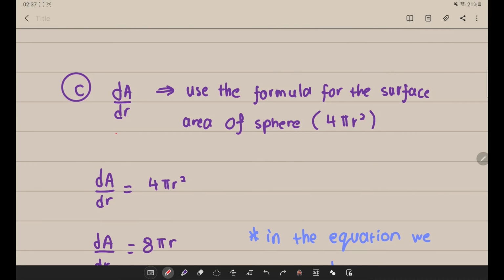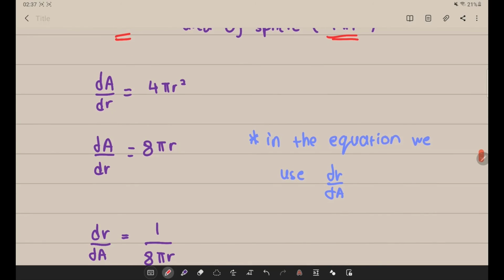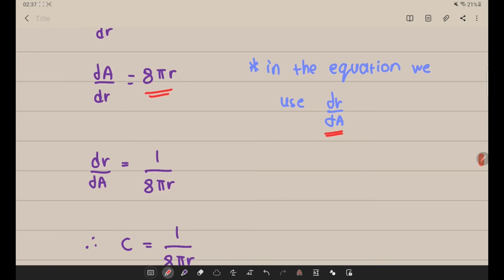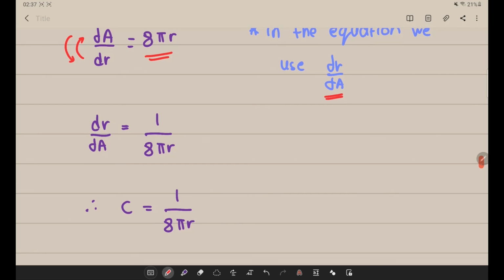Next, we need to find dr over dA. To find dA over dr, we use the formula for the surface area of a sphere, which is 4 pi r squared. We differentiate 4 pi r squared and get 8 pi r. However, in the equation we built using the chain rule, we use dr over dA. Therefore, we exchange the numerator and the denominator of dA over dr to get dr over dA. It becomes 1 over 8 pi r. Therefore, C is equal to 1 over 8 pi r.